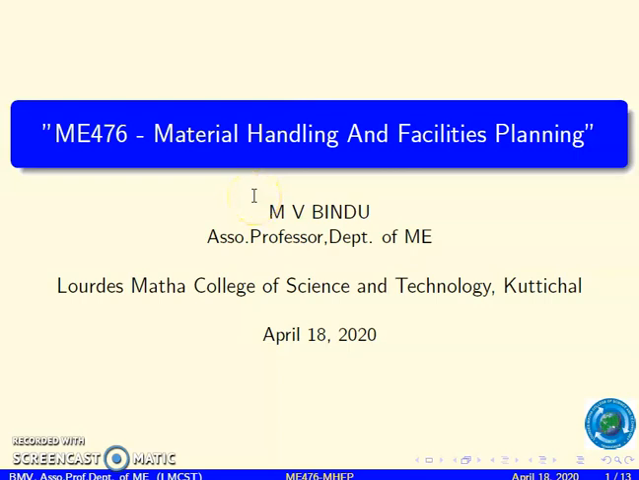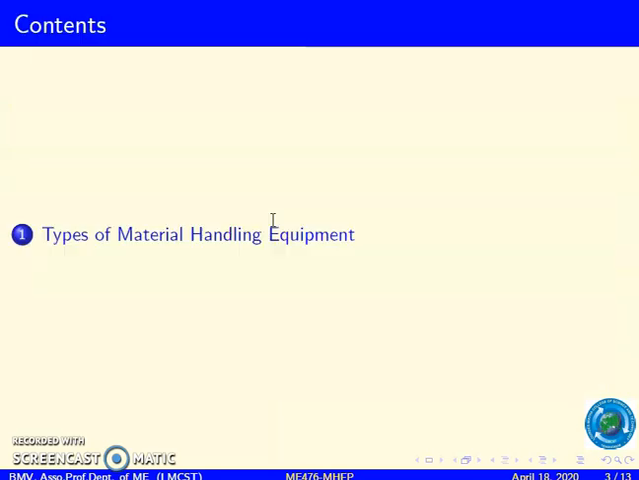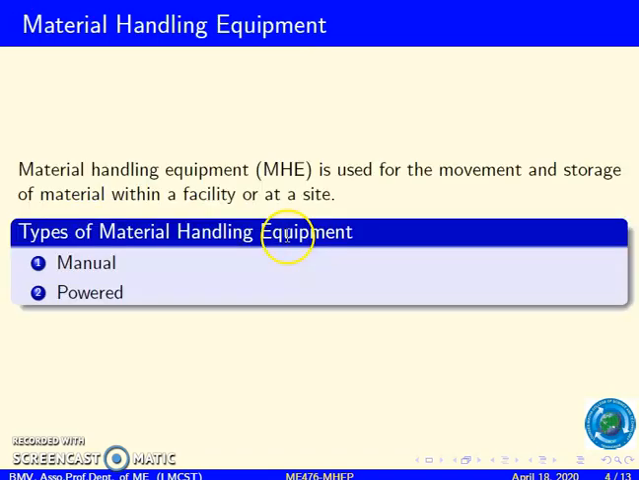Hello and welcome back to the session on material handling and facilities planning. In this session, we will see the types of material handling equipment. A material handling equipment is used for the movement and storage of material within a facility or at a site. The equipment can be manually operated or it can be power actuated.